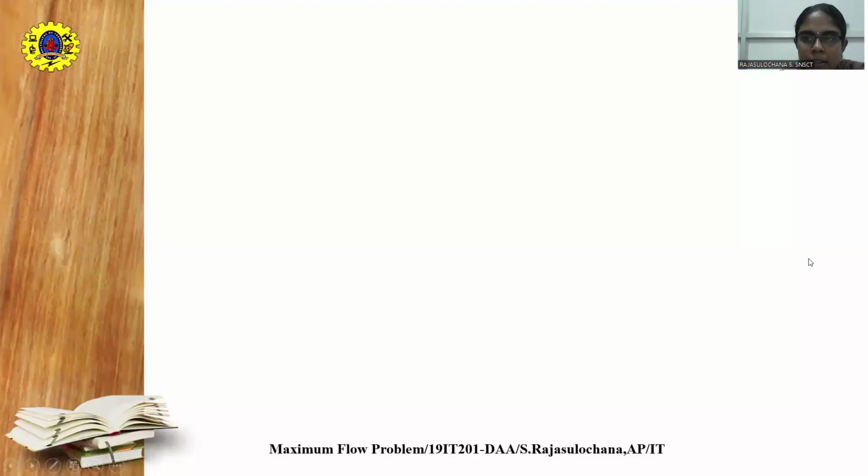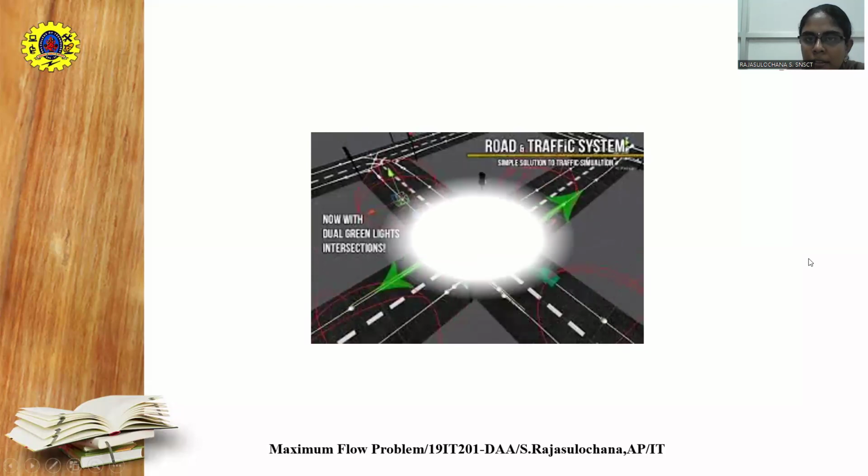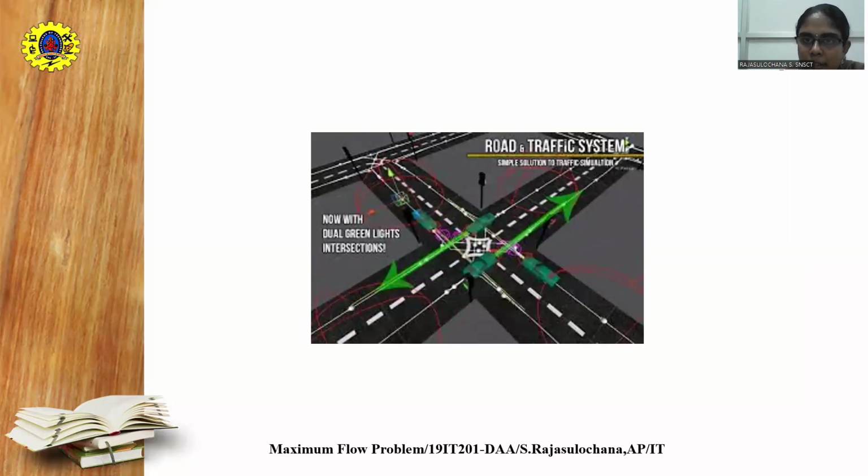Consider a scenario. This picture depicts the road traffic system. Here, flow indicates the number of vehicles that can pass through a particular road. Each path or each road will have a specific capacity. The flow represents the number of vehicles that can pass through the particular path. Let us take one more example.